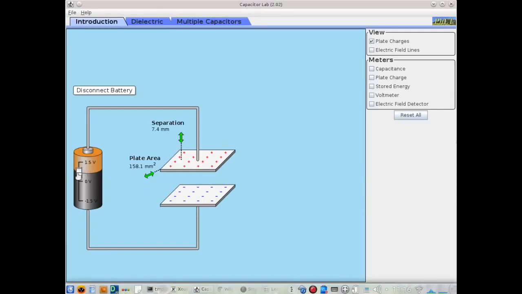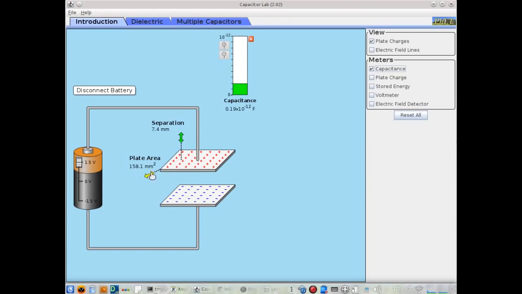Okay, let's see what happens to capacitance. So I'm going to crank this battery all the way up to 1.5 volts, and I'm going to put a little meter on here that is a measurement of the capacitance of the parallel plate system. Now you could go ahead and calculate this yourself. You could use the known value of epsilon naught, which is a constant of nature. You could multiply it by the area of the plates, which for this setting is 158.1 millimeters squared.